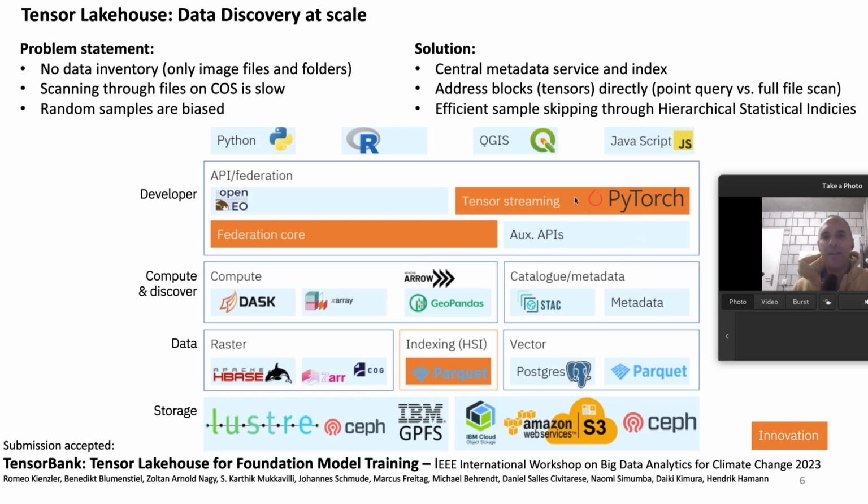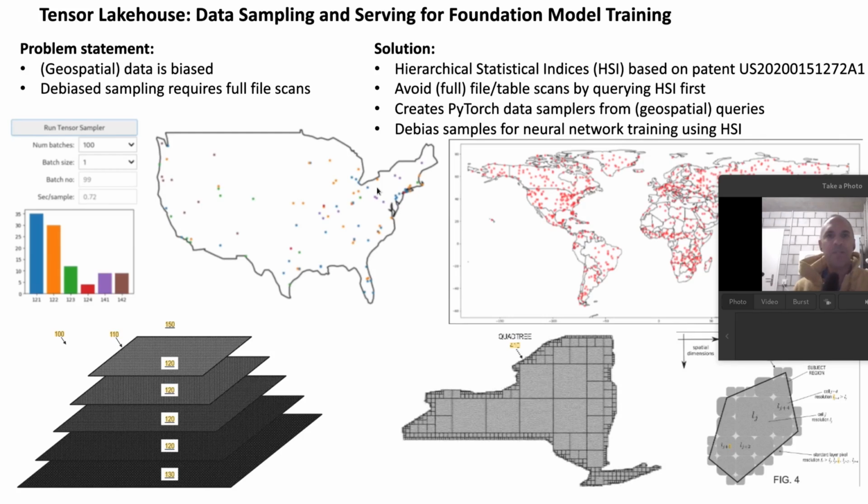And the other thing is we implement tensor streaming functionality, which allows us to do debiased sampling, but I will come to that in a second. And here you see we actually got accepted at the IEEE International Workshop on Big Data Analytics for Climate Change. It's in December this year. So this is about the debiased sampling.